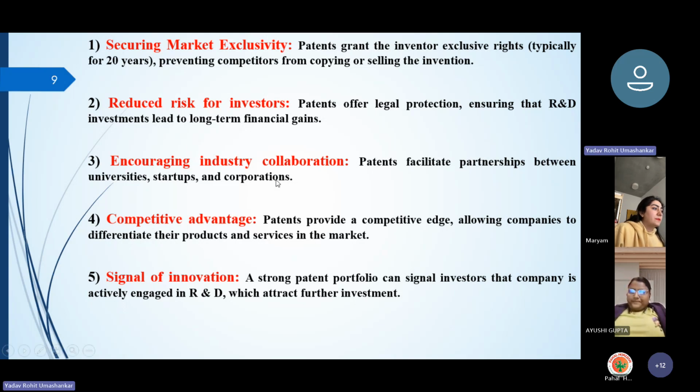It encourages industrial collaboration. And there is a competitive advantage. So a patent provides a competitive edge, allowing companies to differentiate their products and services in the market. It is a signal of innovation. A strong patent portfolio can signal to investors that companies actively engage in research and development, which attracts further investment.